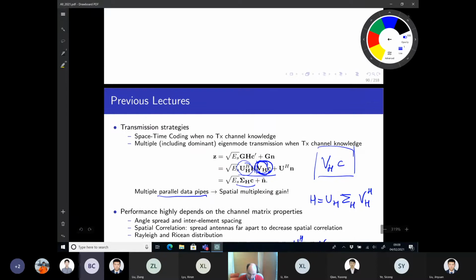So if you calculate the covariance matrix of this, you're going to have the expectation of VH C C Hermitian VH Hermitian, and this is going to be VH multiplied by the expectation of C C Hermitian, times VH Hermitian. Now you transmit independent streams. Because they're independent, this quantity here will be diagonal, and the diagonal will tell you how much power you allocate to each of those streams. So you're going to have an input covariance matrix, which relates to the right singular vector of this matrix H. The diagonal entries of this quantity will tell you how much power you allocate to each of those streams, or to each of those data pipes.